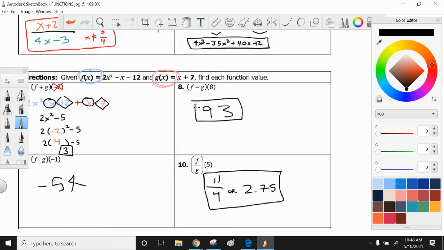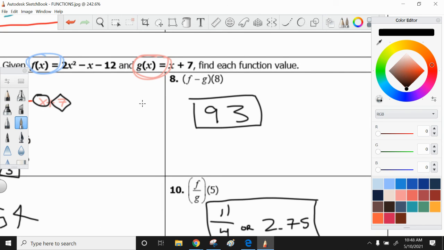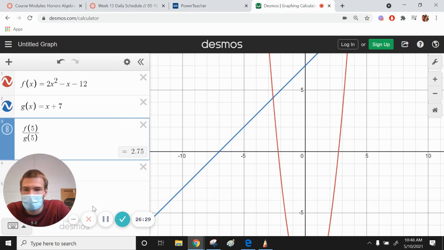That's it, though. If you have a question with the actual number here, Desmos will do it for you. That's it. Hope this helps.